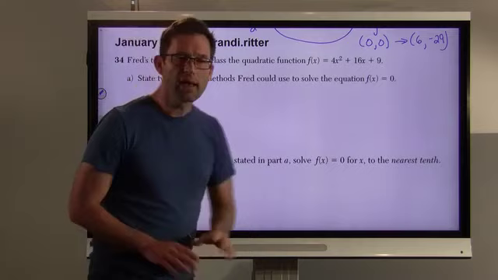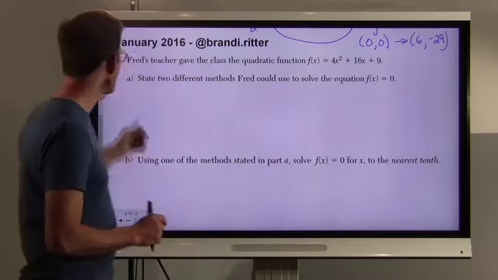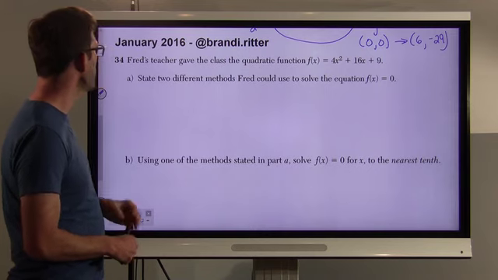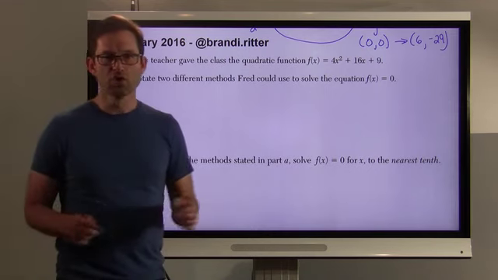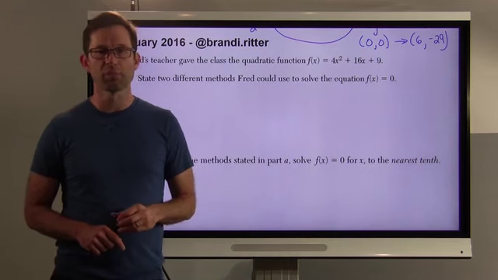All right. So, last completing the square problem. Okay. So, here we go. January 2016 Regents. Fred's teacher gave the class the quadratic function f of x equals 4x squared plus 16x plus 9.